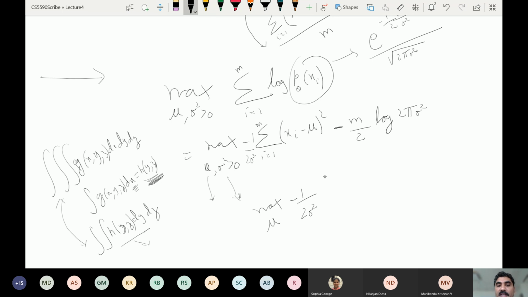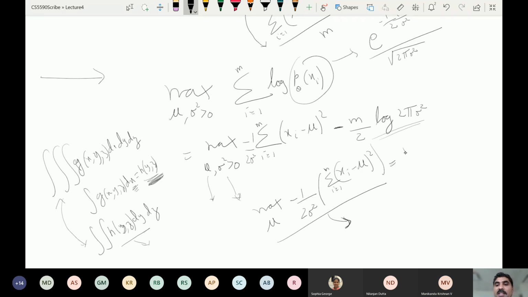So 1 by 2 sigma square, sum over 1 to m of xi minus mu whole square, right? And the other term is constant with respect to mu, right? So I can ignore it. Now who will tell me the answer for this problem? Which is the mu value that will solve this optimization problem? Anybody knows? It is the sample mean, right? Very good. So this we have done already in this course multiple times.